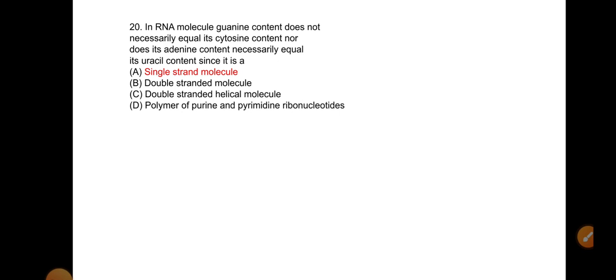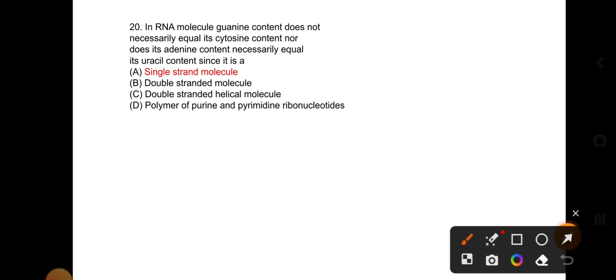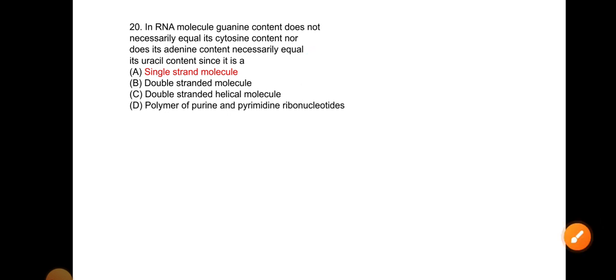20th, in RNA molecule, guanine content does not necessarily equal cytosine, nor does adenine necessarily equal uracil. Then it's a single stranded molecule, because Chargaff's rule says that in a double stranded molecule, purine will be equal to pyrimidine. Okay, so the ratio will be 1, but if it's a single stranded molecule, Chargaff's rule is not applied to it. So RNA viruses and single stranded DNA viruses are all exceptions to Chargaff's rule.